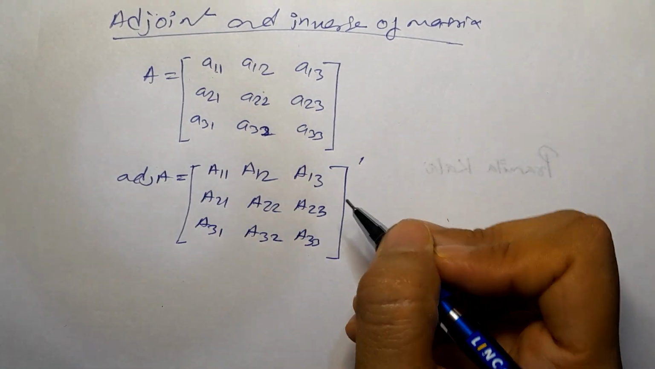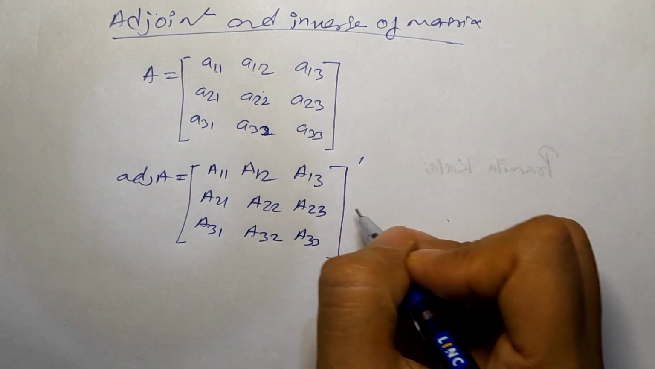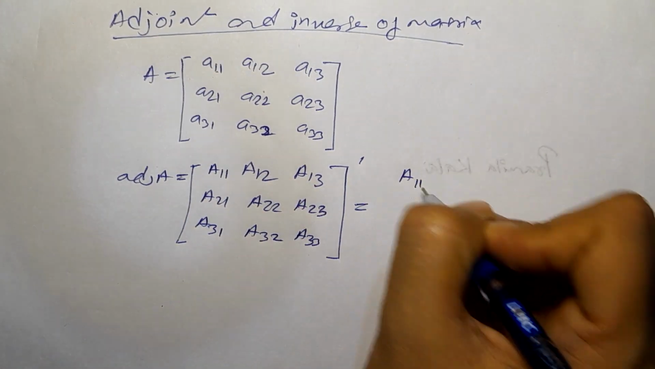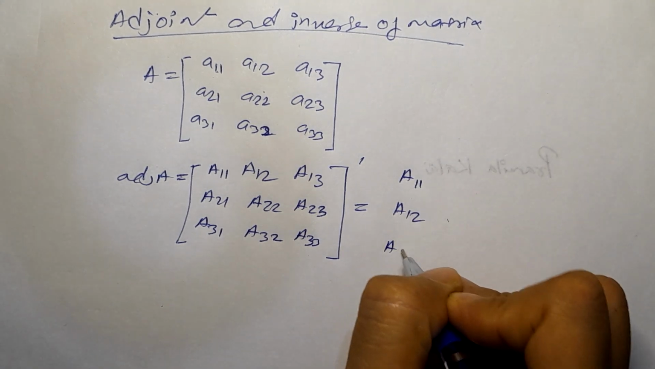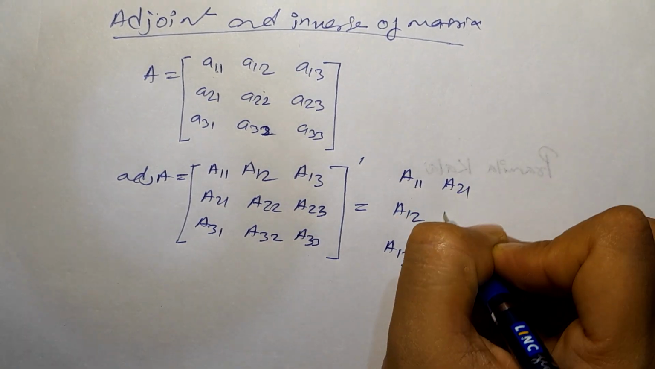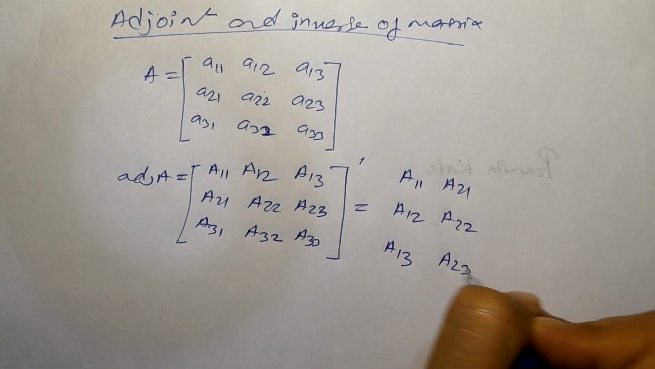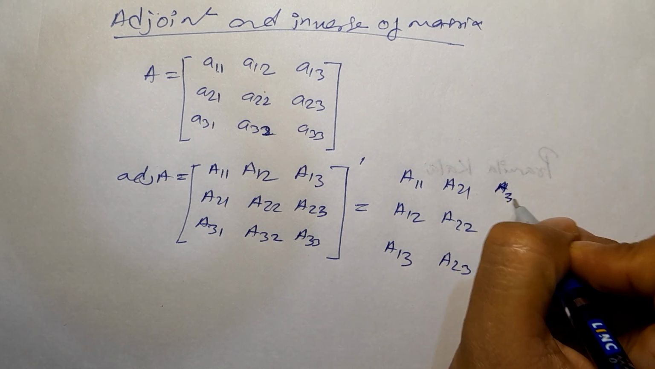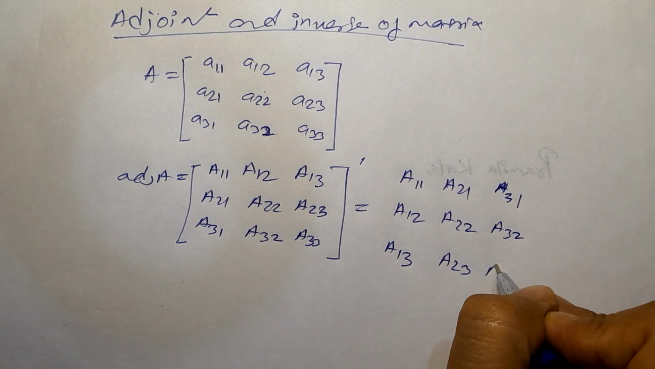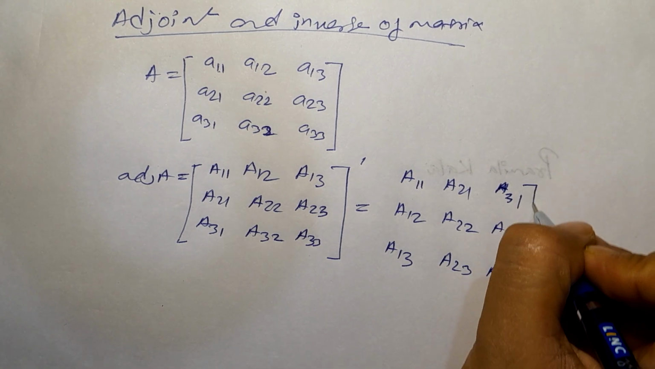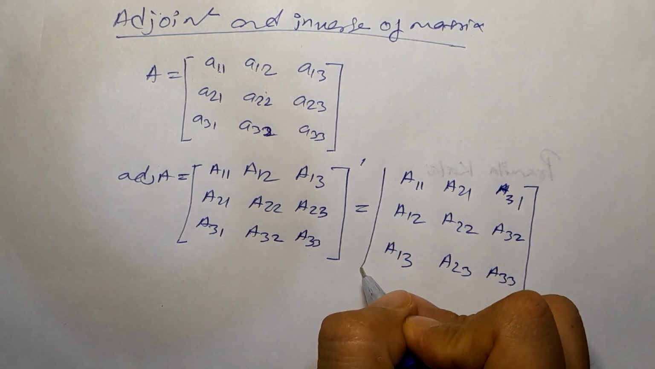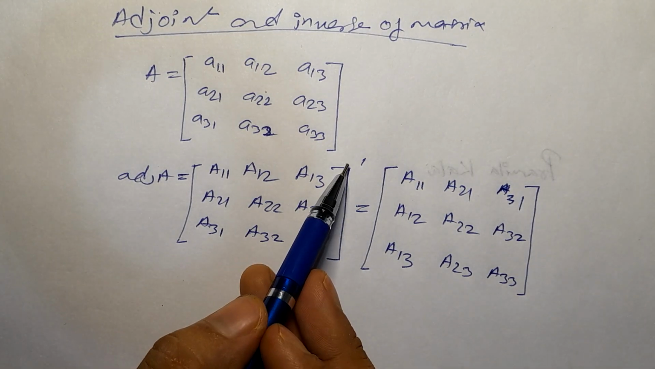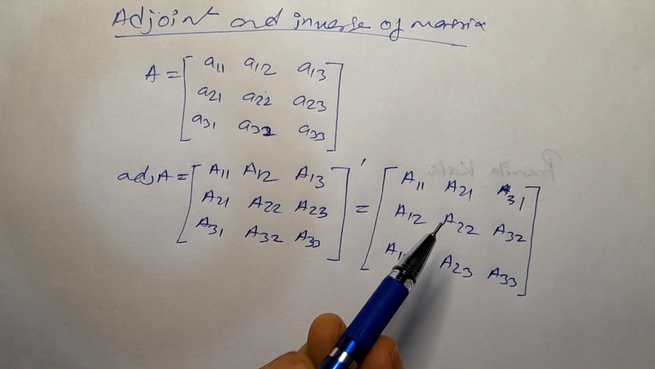What do you mean by a transpose? Transpose means when the row becomes the column and the column becomes the row, that is the transpose. So the row will become column. So it will be A11, A12, A13, A21, A22, A23, A31, A32, A33. So this is the adjoint of the matrix. So these are the cofactors, and after the cofactors find a transpose of this. So this is the adjoint of the 3 cross 3 matrix.